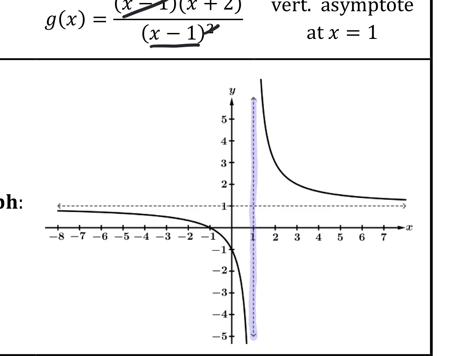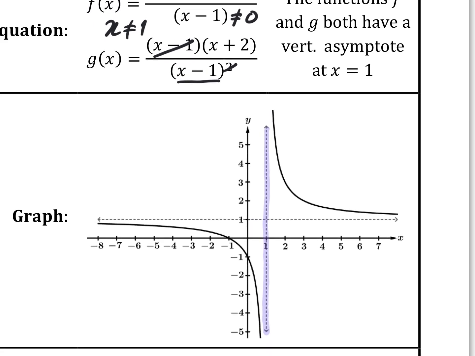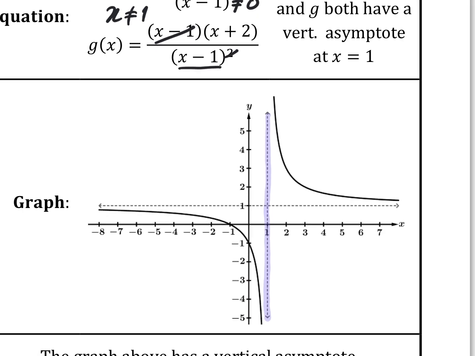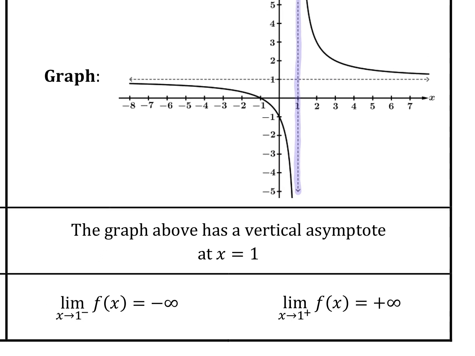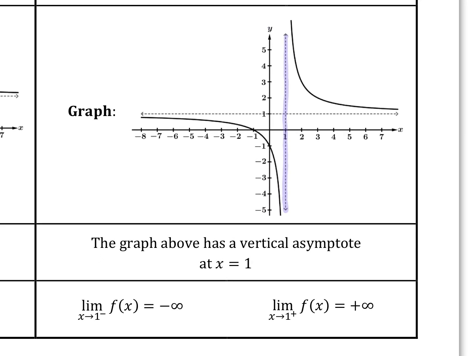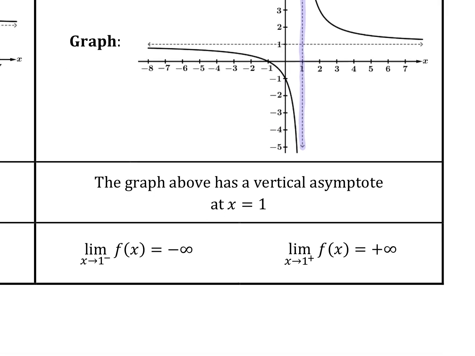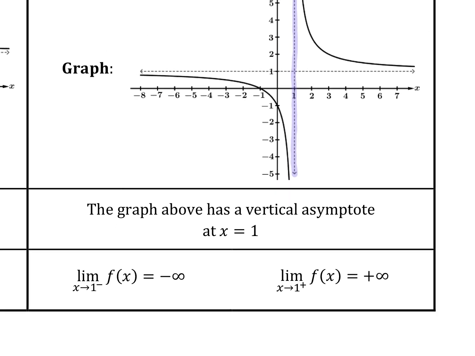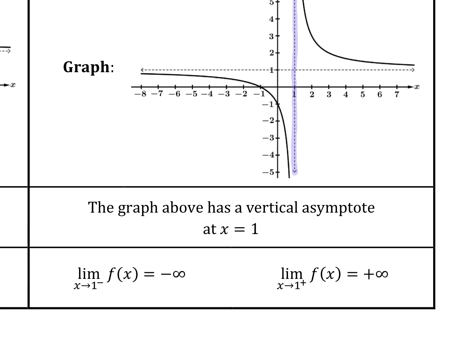Okay, that is going to be our vertical asymptote at x equal to 1. So the graph above has a vertical asymptote at x is equal to 1. After that, we also have to look at the limit statement for vertical asymptotes. Now, if you take note of what we are doing here, the vertical asymptote is actually the value of x that the function is approaching from left and right.